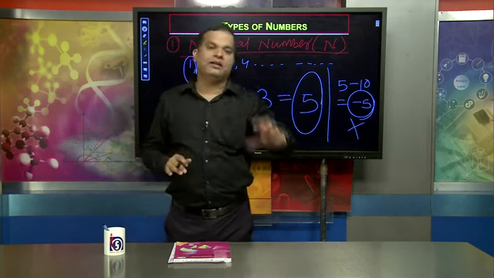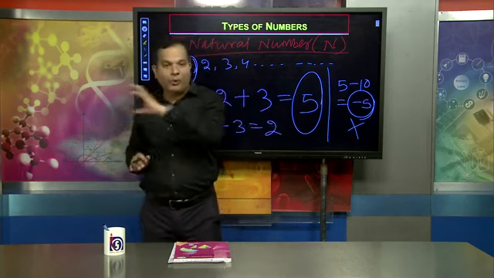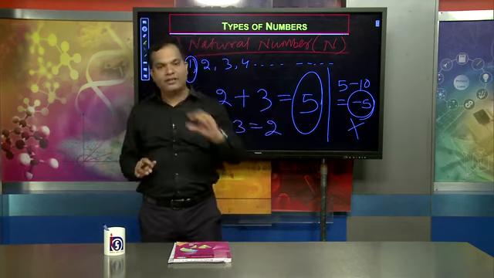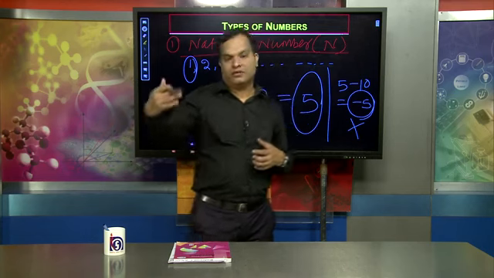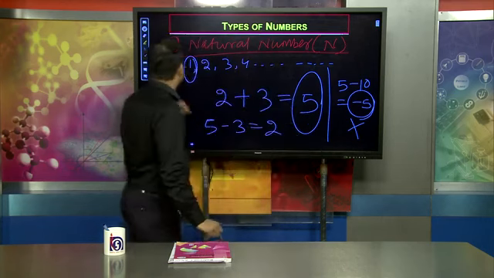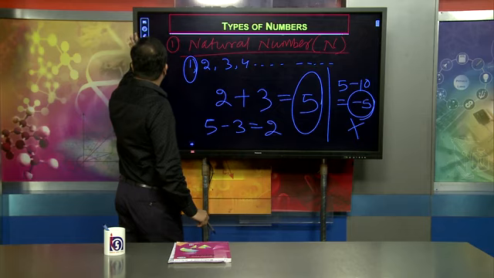Sometimes it will happen, sometimes it is not possible. So we can say addition always gives a natural number. However, the subtraction of two natural numbers may not always give a natural number. That is a very important thing. Now we will move to the second category.